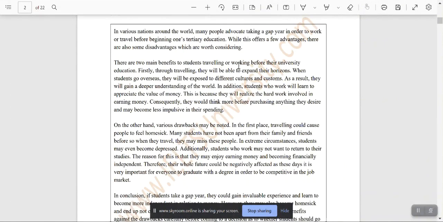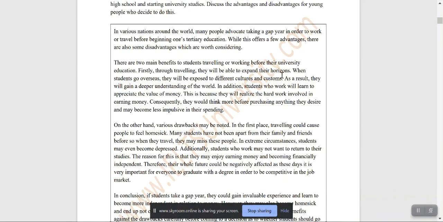Benefits to a student traveling or working before their university education. Firstly, through traveling, they will be able to expand their horizons. Horizons means field of view, perspective, or attitude. When students go overseas, they will be exposed to different cultures and customs. As a result, they will gain a deeper understanding of the world.